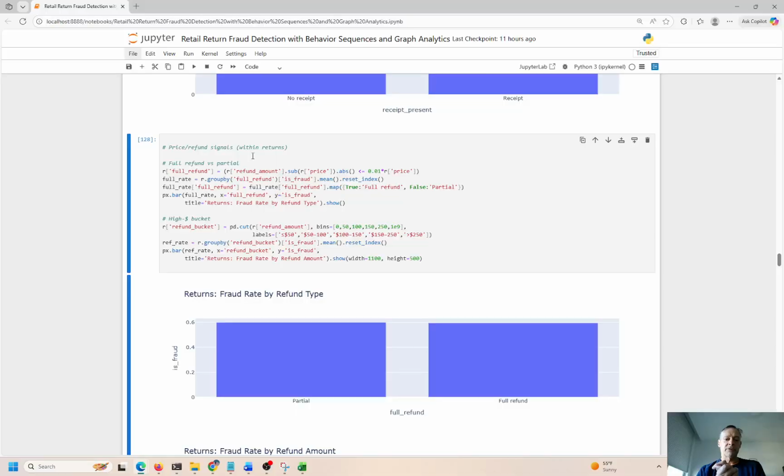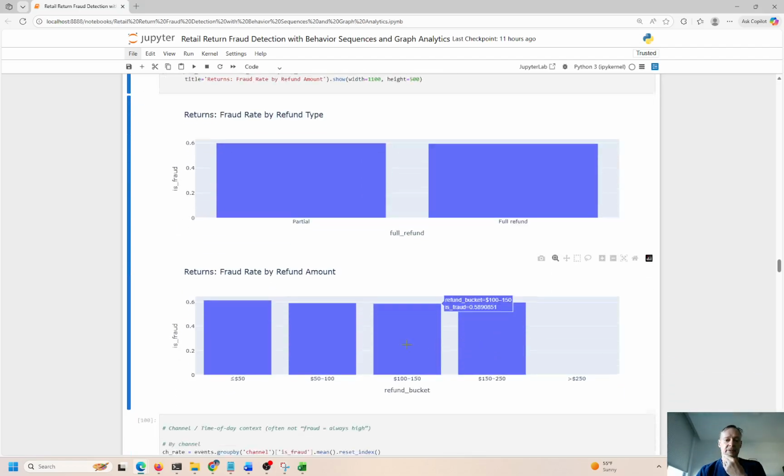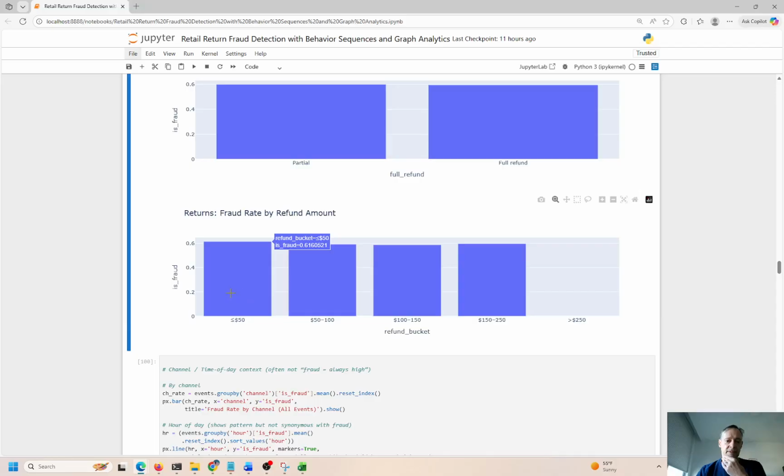So returns fraud rate by refund type: partial refund, 59% of the time is fraud, 59% of the time full refund. Okay, so it's a pretty even breakdown. Return fraud by refund amount, less than $50. This could be considered fraud. Honestly, I personally wouldn't get involved for any kind of fraud, period. But for less than $50, is it really worth it, guys? And I don't think so.